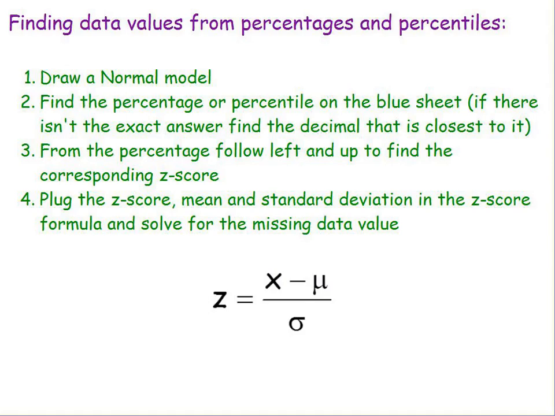So let's look at the general steps for finding data values from percentages. The first suggestion is always to draw your normal model. Draw a picture, figure out what percentage we're looking at. Are we shading to the right? Are we shading to the left? Where are we at? Then you need to make sure that you find your percentage or your percentile on your blue sheet. Now, when we did this, we were looking up z-scores on the outside and the percentiles were on the inside. So when you're finding the percentile on your blue sheet, you are looking in the middle.